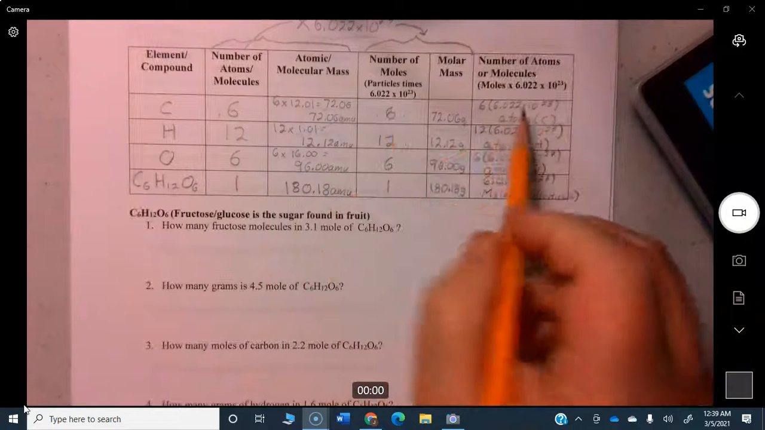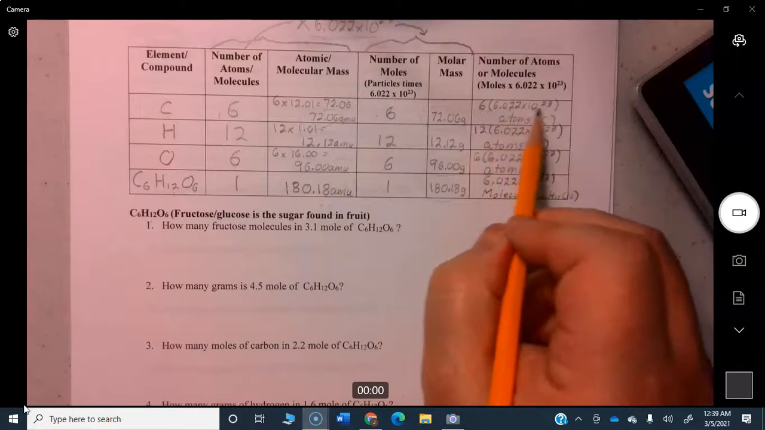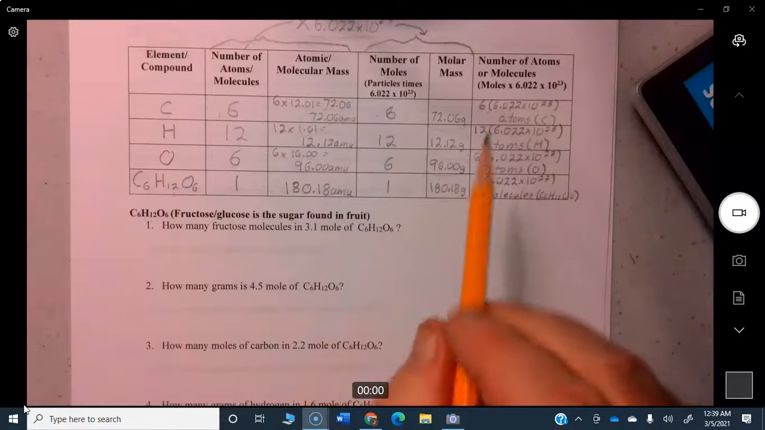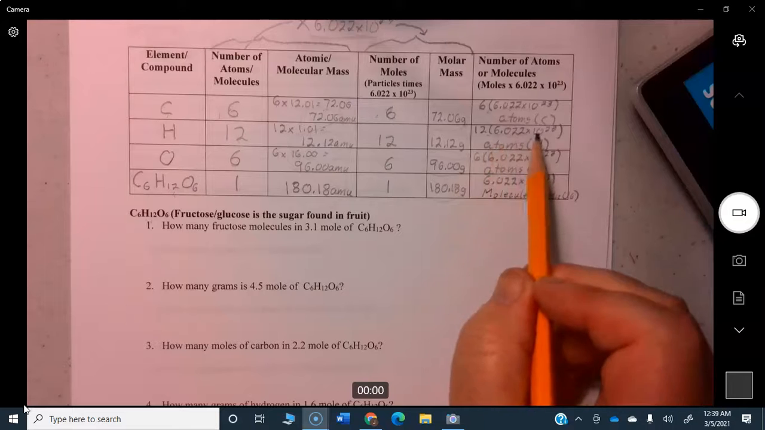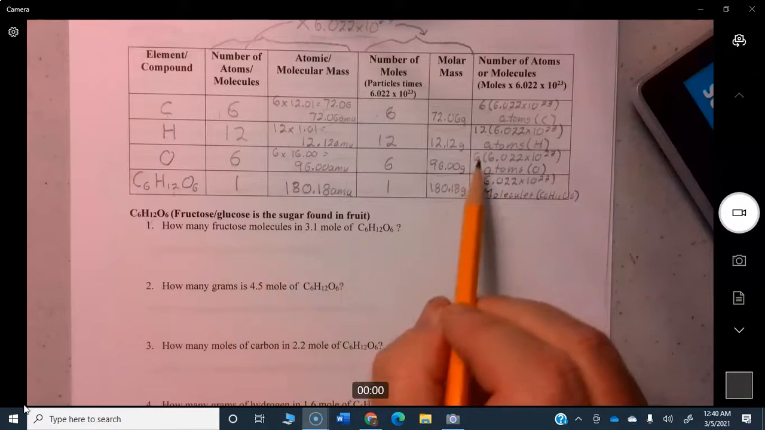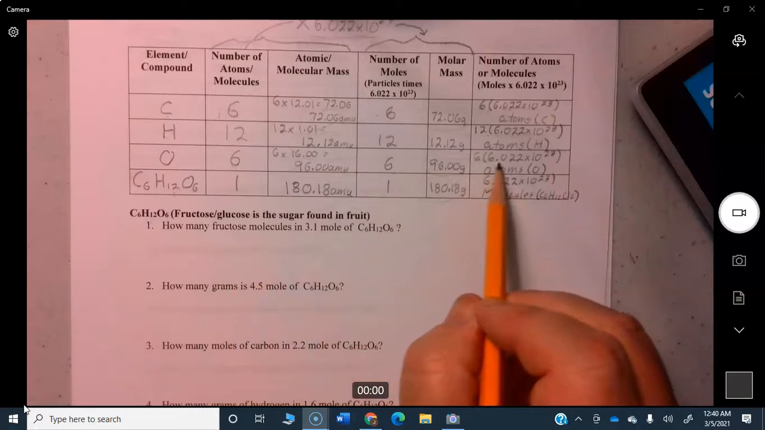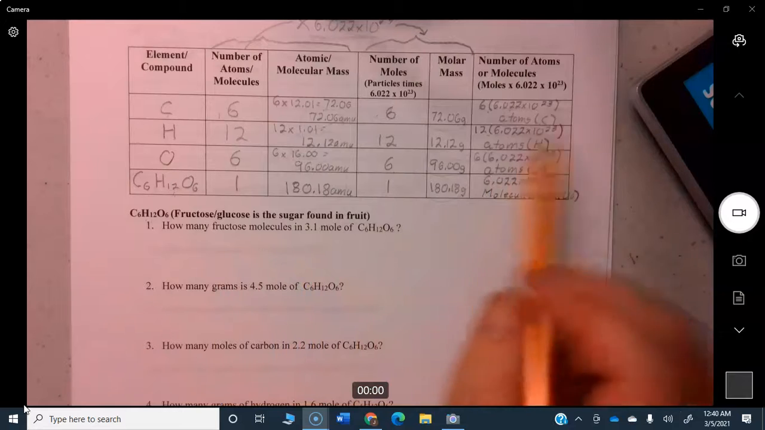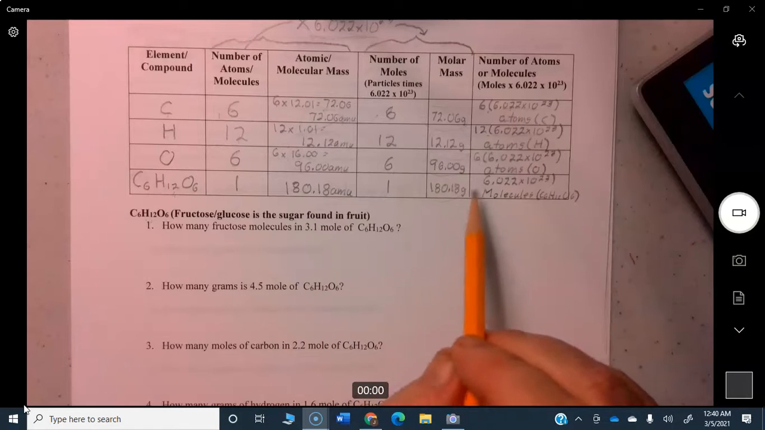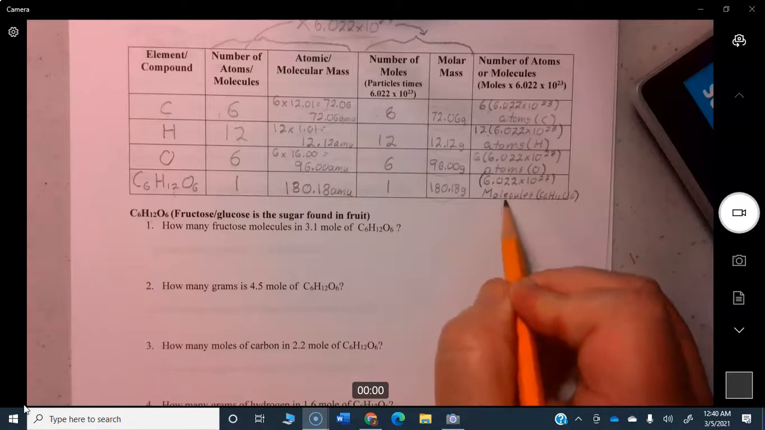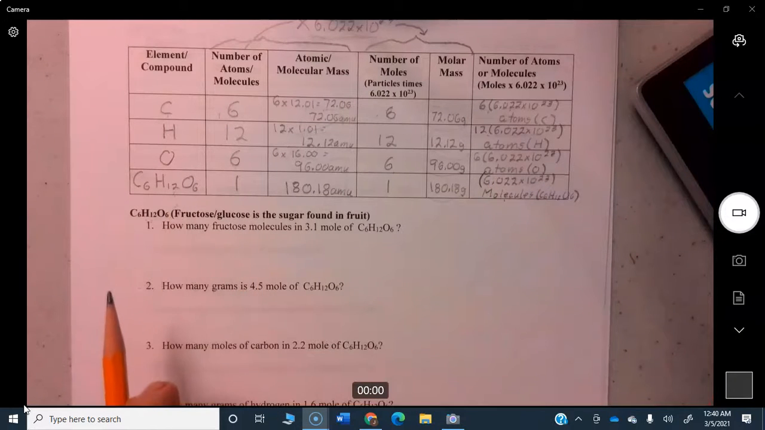Okay. So 6 moles is simply 6 times a mole, 6.022 times 10 to the 23rd. That's how many atoms of carbon you would have. 12 times a mole, 6.022 times 10 to the 23rd, is how many atoms of hydrogen you would have. And 6 moles, 6 times 6.022 times 10 to the 23rd, is how many atoms of oxygen you would have. And all of those put together would form a single unit of 1 mole, 6.022 times 10 to the 23rd molecules of this compound. Okay, so see how yours compared with mine.